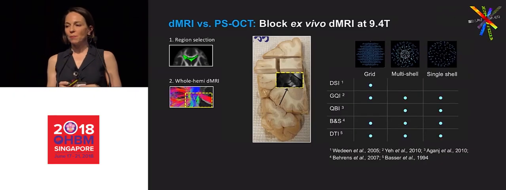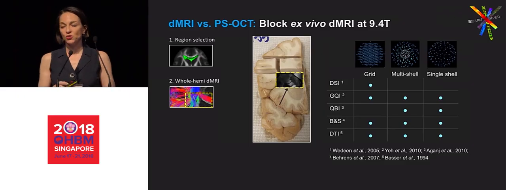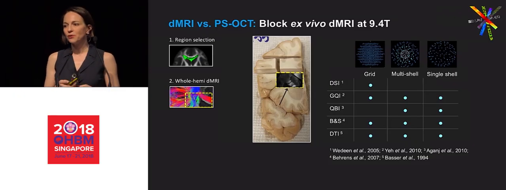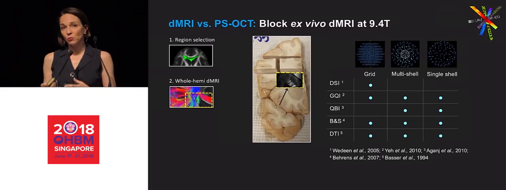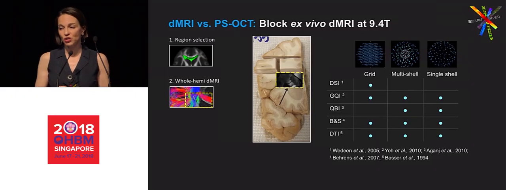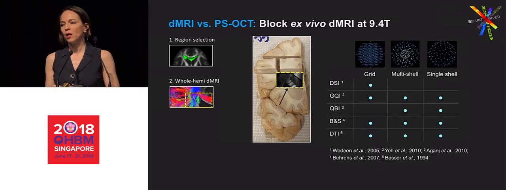And I'm going to show comparisons of 5 different analysis approaches. One is diffusion spectrum imaging, which requires grid data. One is generalized q-sampling imaging, which is a model-free ODF-based method that works on either grid or shell data. And another ODF-based method, Q-ball imaging, using the constant solid angle derivation, which requires shell data. And finally, 2 model-based approaches, the ball and stick and the tensor model, which in principle could be fit to either type of data, but shell data fit them better.